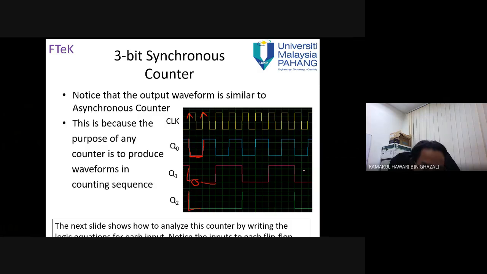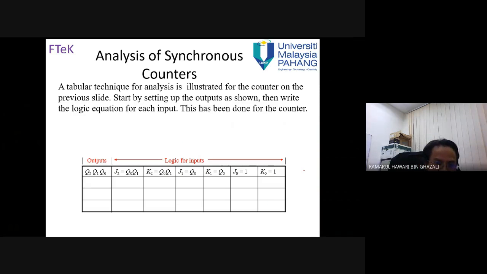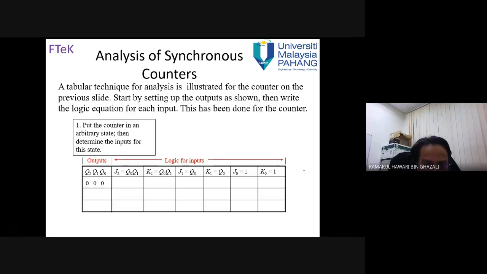Okay, the next slide shows how to analyze this counter by writing the logic equation for each input. Notice the inputs to each flip-flop. Analysis of synchronous counter. A tabular technique for analysis is illustrated for the counter on the previous slide. Start by setting up the output as shown, then write the logic equation for each input. This has been done for the counter. Output, first put the counter in an arbitrary state, then determine the inputs for this state.